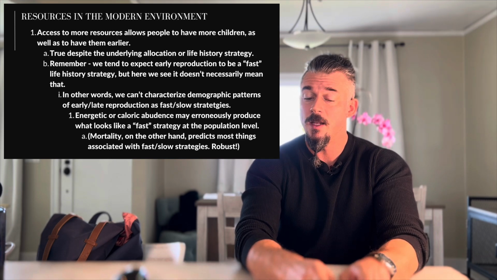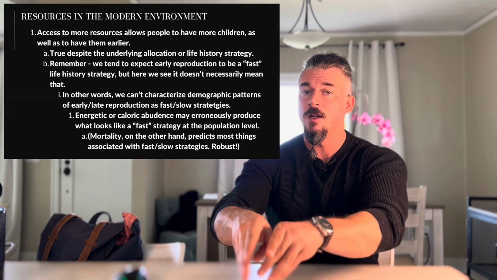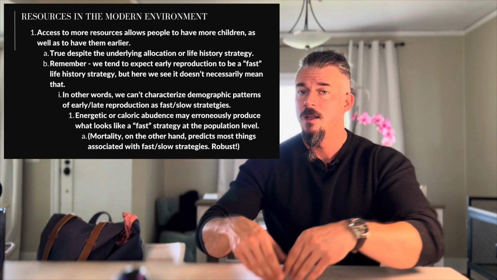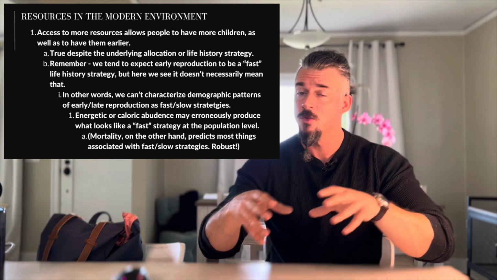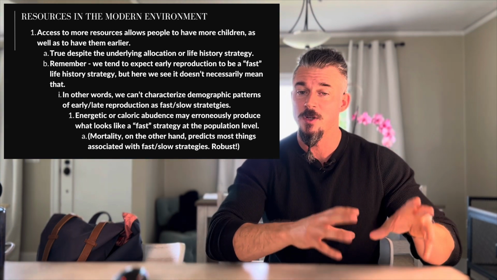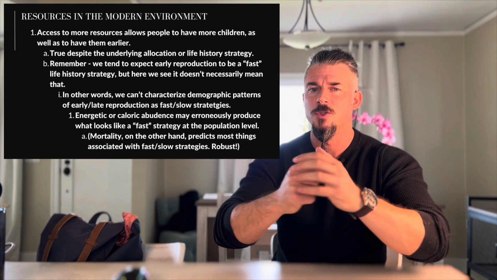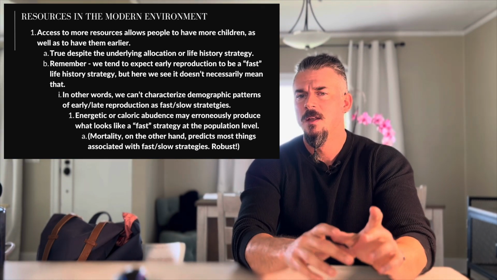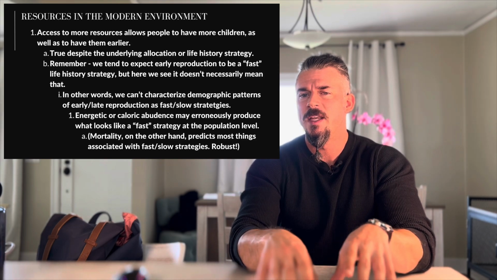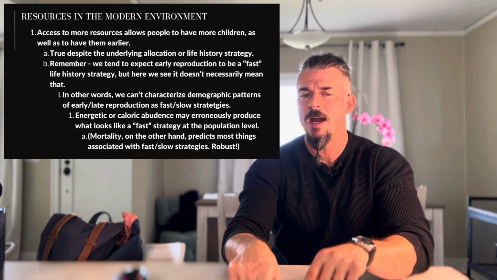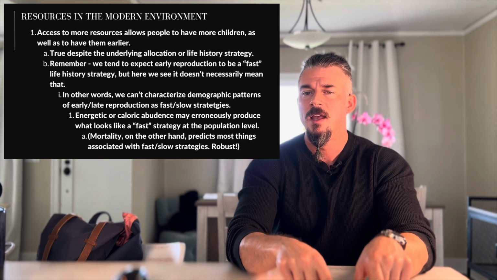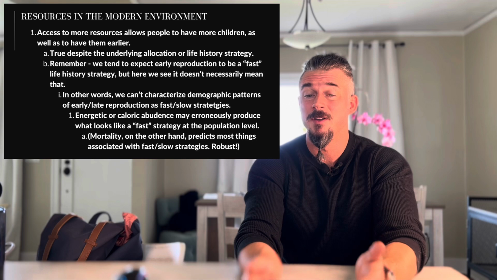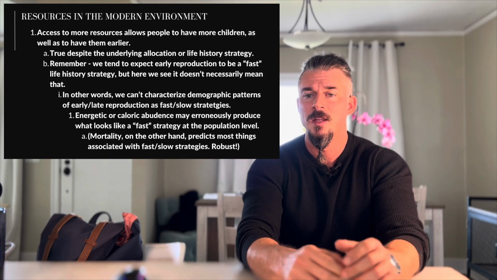So these are things where you would associate more children and earlier children with a fast life history strategy, but in the modern environment, if resource acquisition, which is more associated with slow life history strategy, produces this, you see a confound, don't you? So this is true despite that underlying allocation of life history strategy. Given that, we can't necessarily characterize demographic patterns of early and late reproduction as fast and slow life history strategies, because this can be confounded by other things within the modern environment, right?